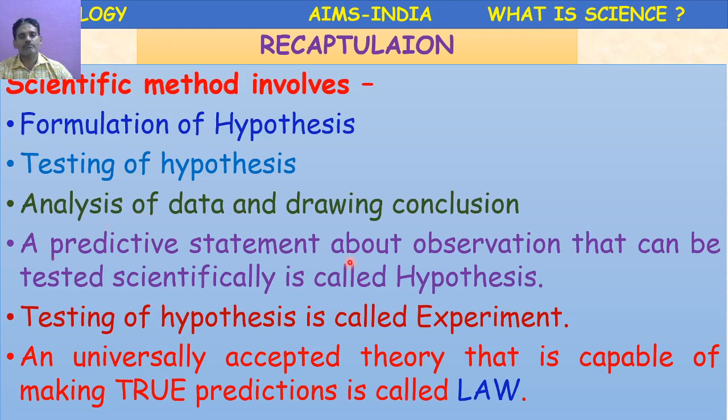Then a predictive statement about observation that can be tested scientifically is called a hypothesis. The correct definition of hypothesis is a predictive statement about observation that can be tested scientifically. Testing of hypothesis is also called experiment. Finally, a universally accepted theory that is capable of making true predictions is called law.